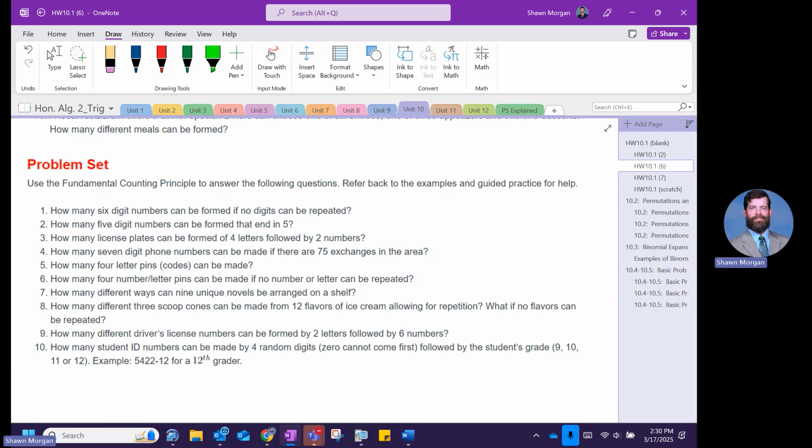Did you say repeated? What does it mean by no digits? Repeated or reused is maybe a better way of looking at that. You know what I'm saying?